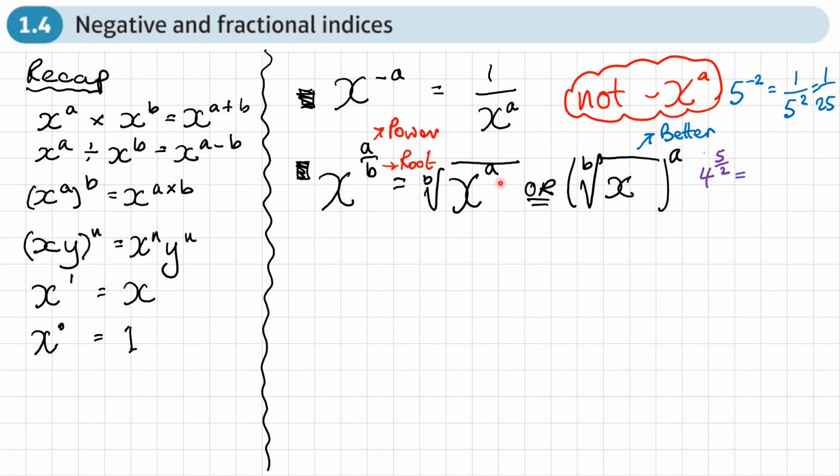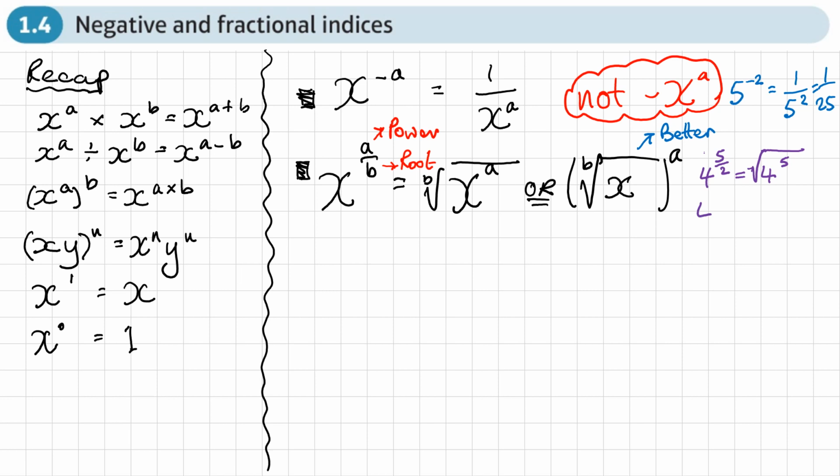So if I did it the way where I work out the power first and then the root, I would have to work out what 4 to the power 5 is, and then find the second root of that, which is the square root. Now, without a calculator, that's going to be hard work, working out what 4 to the power 5 is, and then working out what the square root of it is.